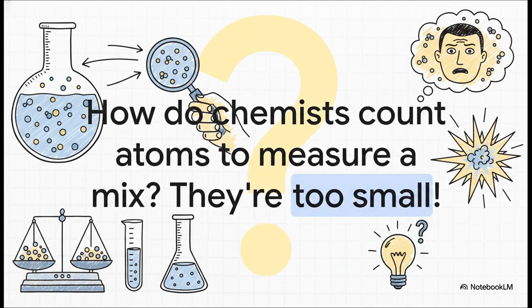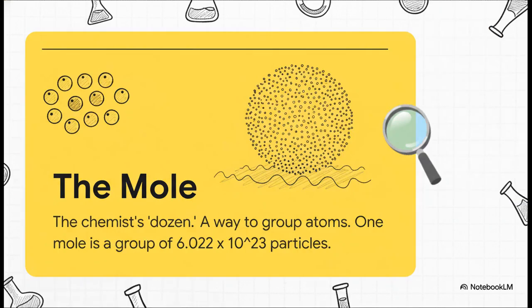But that brings up a massive problem. To measure concentration, you need to know exactly how much stuff, how much solute, is in your solvent. But you can't just sit there and count atoms. I mean, they're impossibly tiny, and there are literally trillions and trillions of them in even a small sample. So how on earth did scientists get around this? They came up with an absolutely brilliant idea called the mole.